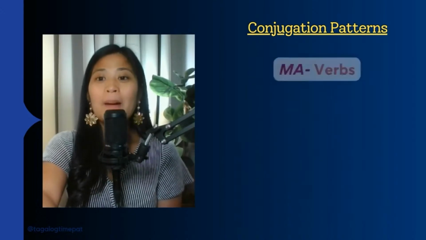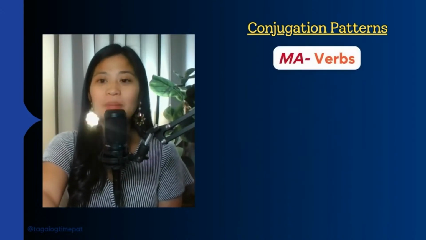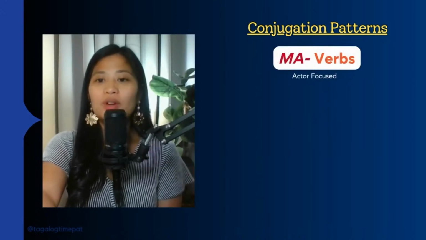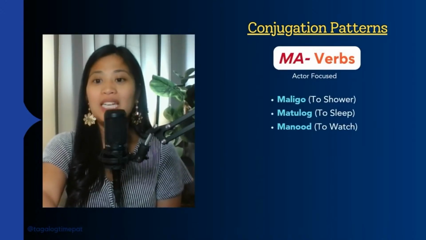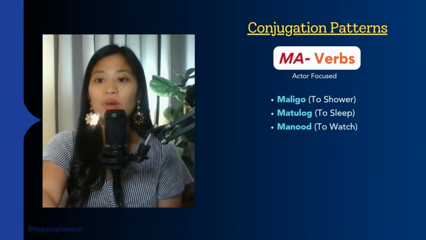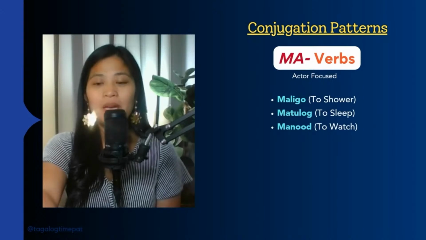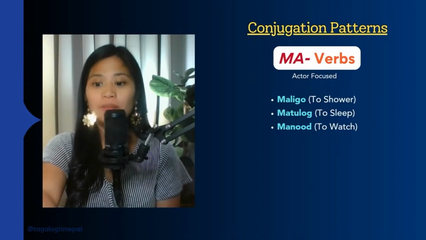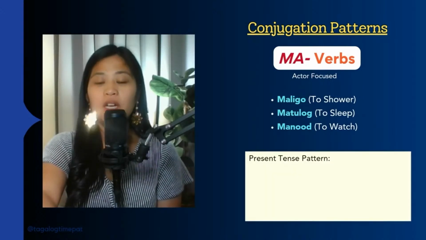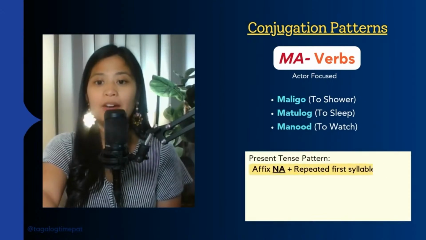Let's take a look at ma verbs. They are very similar in their pattern. These are usually actor-focused, and here are some examples. Maligo, to shower. Matulog, to sleep. Manood, to watch. In the present tense, if you want to conjugate a ma verb, here's the pattern.